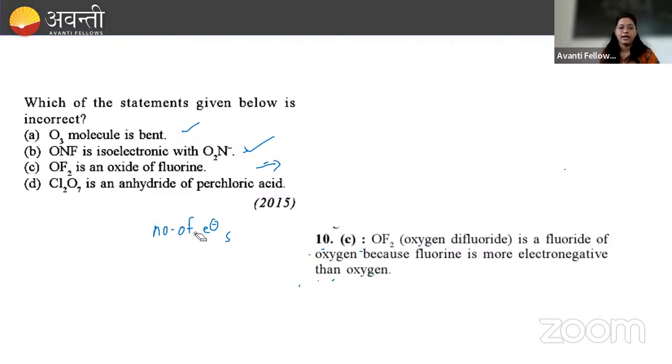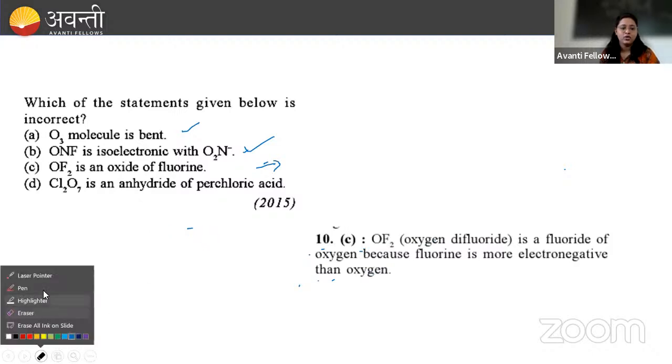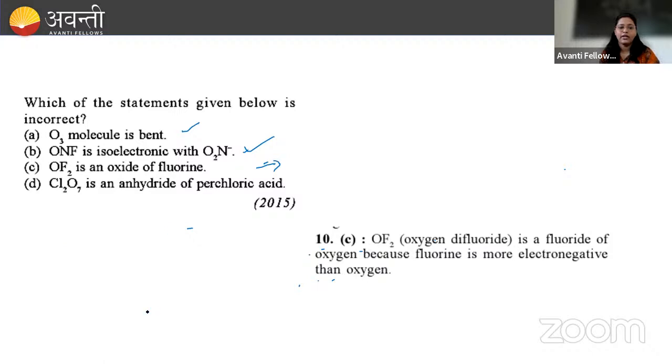लेकिन यहाँ पे क्या बताया गया है? That is what the incorrect statement. Okay, OF2 is what? Oxide of fluorine. ये जो बात है ये गलत है. ठीक है, so our correct answer is this one.